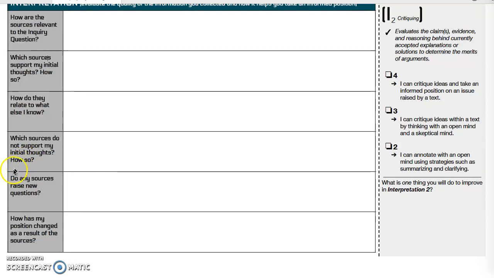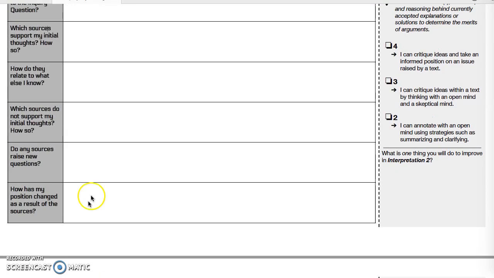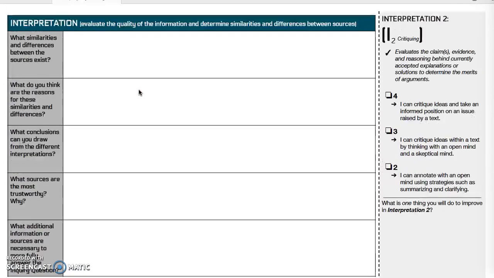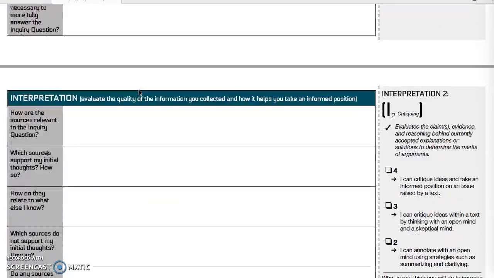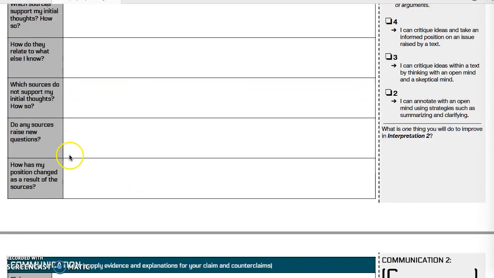So there are also questions such as this one that have you think of whether there are any sources that make you ask more questions, that raise new questions. And then after you've done all of that, and these questions really do go in order that allow you to reach this point. This is where you will determine how and if your position changed as a result of the sources.